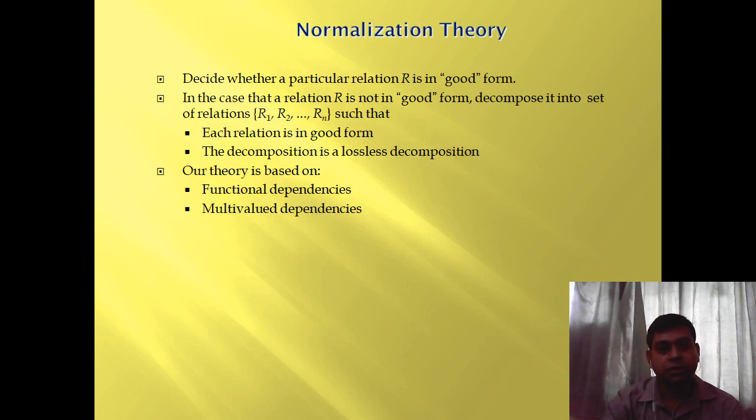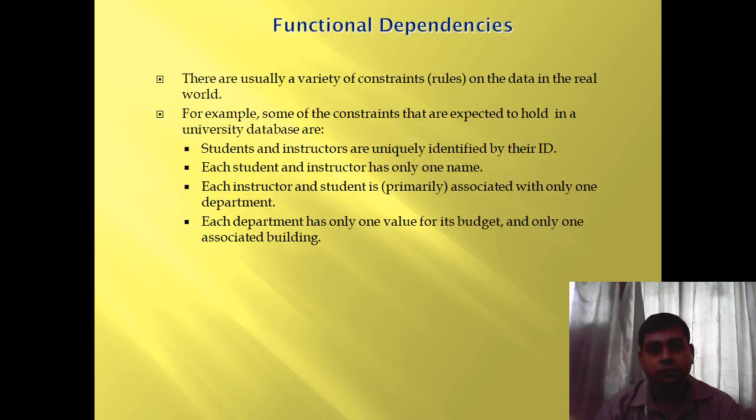The normalization theory basically covers the relation in good form. It basically deals with functional dependency, decomposition, and multivalued dependency. So let's talk about that. First, we will cover functional dependency.